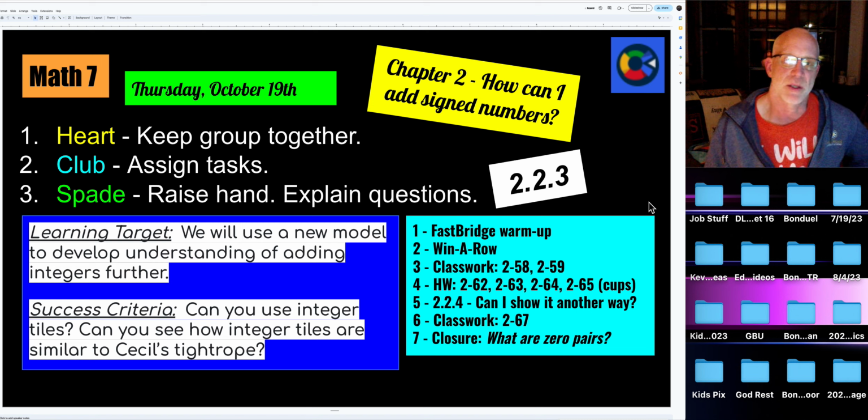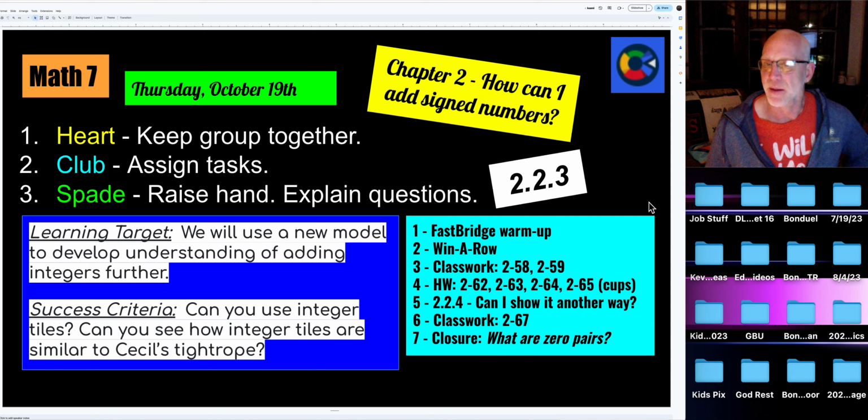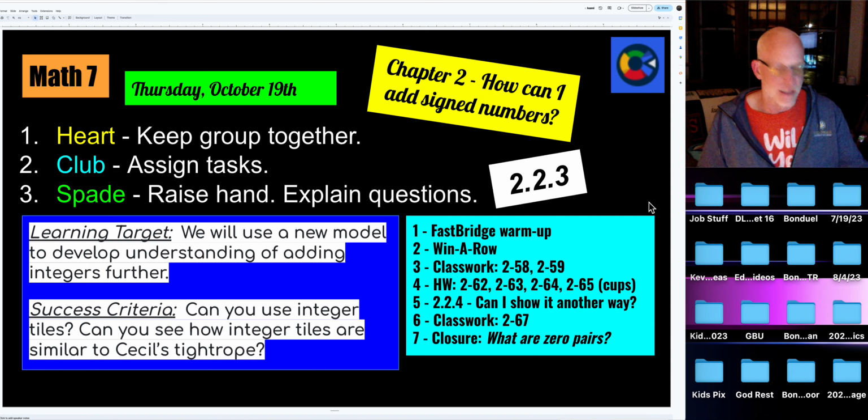We're still looking at 2.2.3, how can I add signed numbers? Today starts with a fast bridge warm-up. We're going to do that about 6, 7, 8 minutes, depending on how things are going, how long it takes us to get started. And from there, we're going to go to Win a Row.